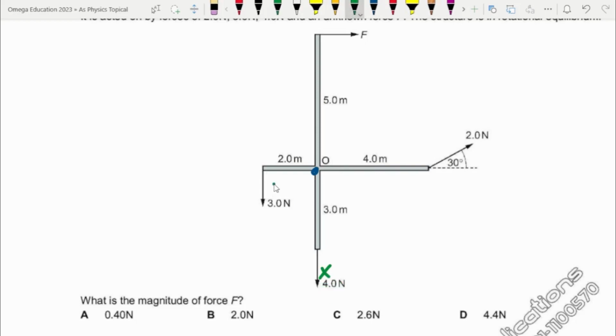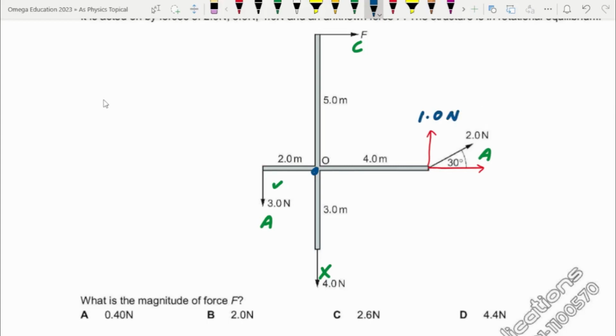We are left with this one, which would rotate it anti-clockwise. This one would move it clockwise, and this one would move it anti-clockwise. But for the force of 2 Newton, we don't have the perpendicular distance of that force from the pivot. We can split it into components, as we have done many times. One component would be over here, which would be 2 times cos 30. The other one would be upward, which would be 2 times sine 30. So 2 times sine 30 would be 1. You can hit it on the calculator. It would be 1.0 Newton, and that would rotate it anti-clockwise.